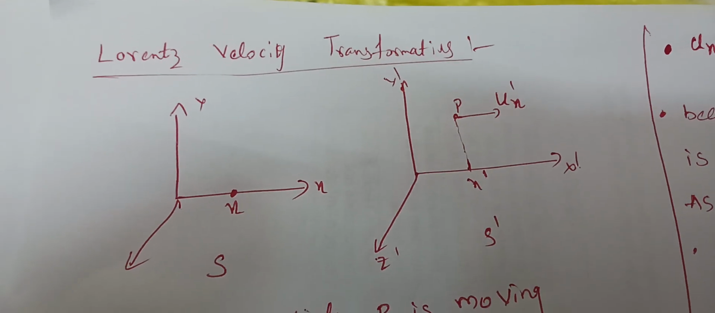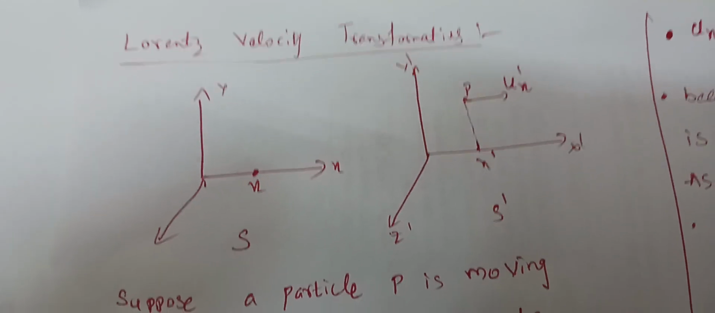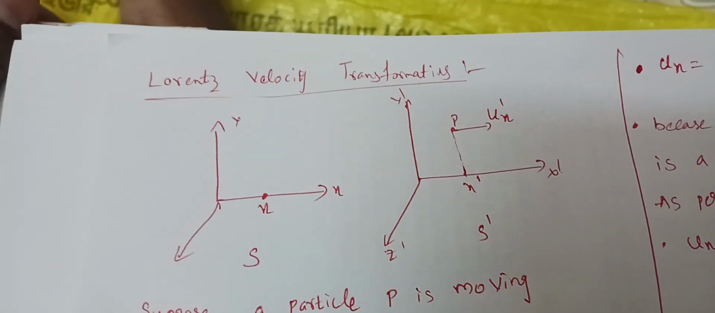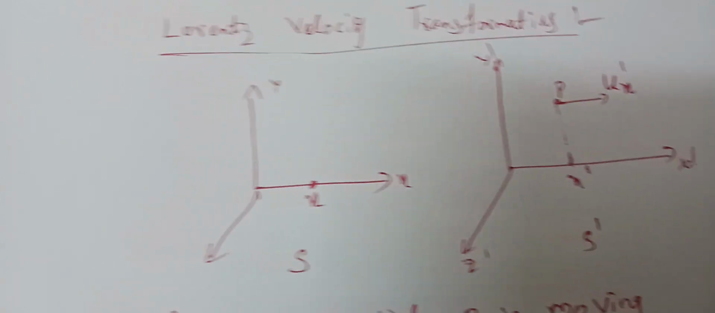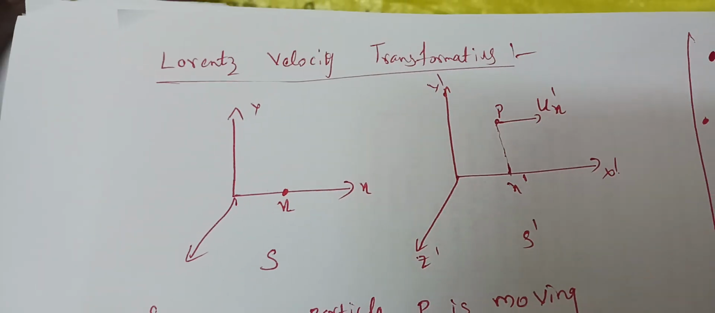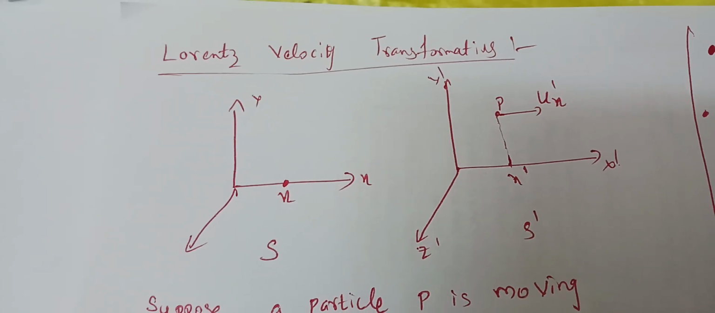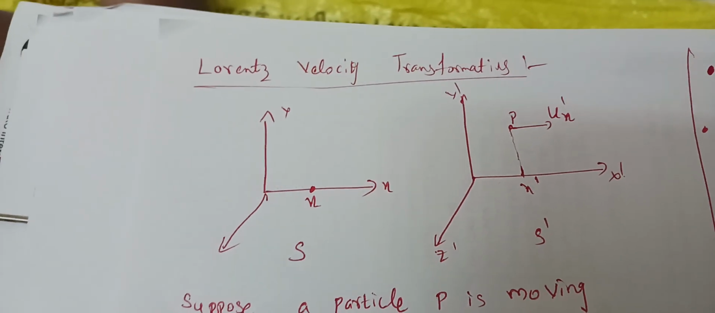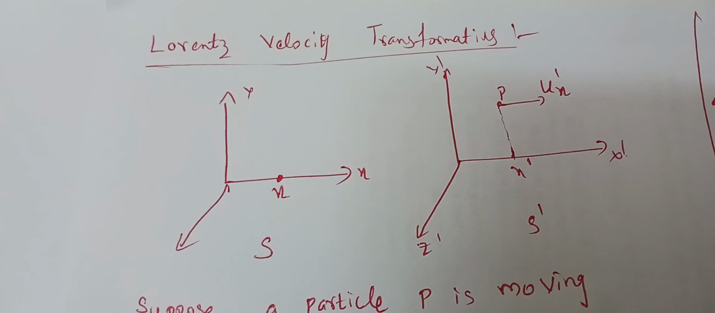In Lorentz transformation, we have seen that position and time are represented by equations. But now we are going to see the most important derivation for numericals, that is the Lorentz velocity transformation. It means relativistic velocity addition, which we are going to learn here.